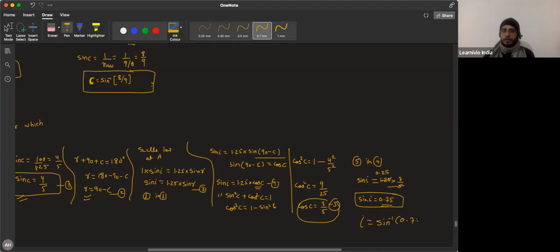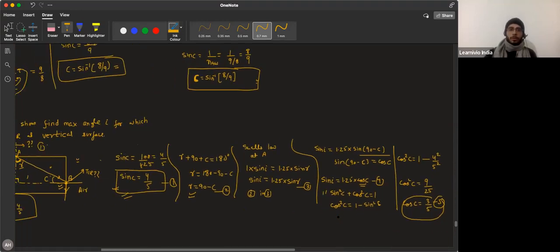Sir, for cos C, we can also solve it with the triangle method, right? Which triangle method, Abdullah? We can take a right angle triangle with an angle theta, and sine theta is 4 by 5. From there we can find the base. Yes, you can do that also. You can get the value of base and find it.